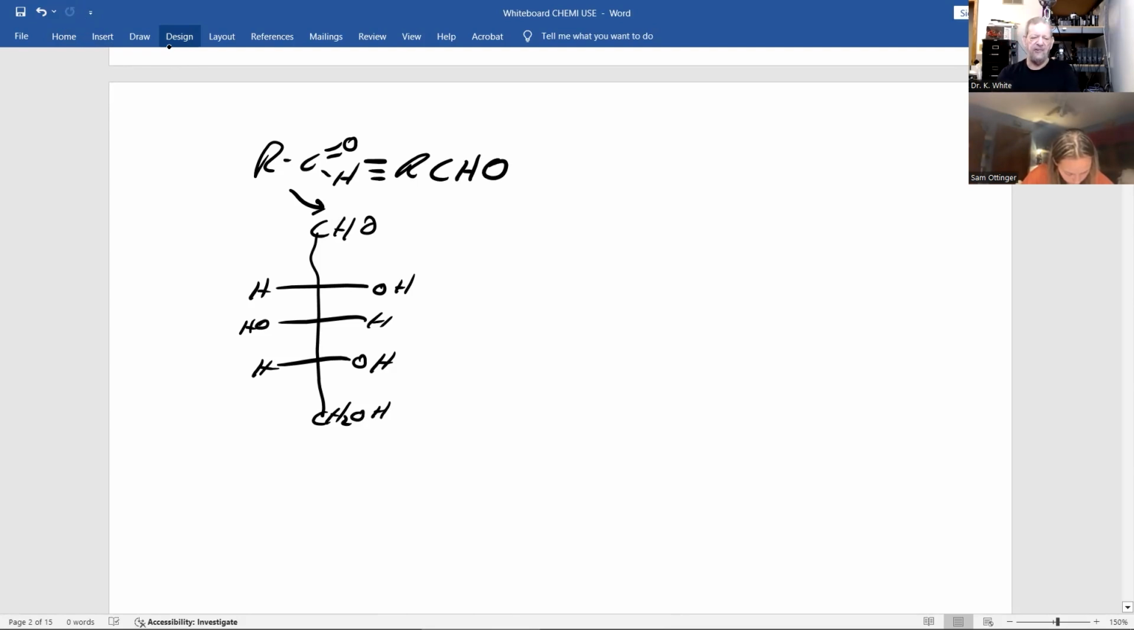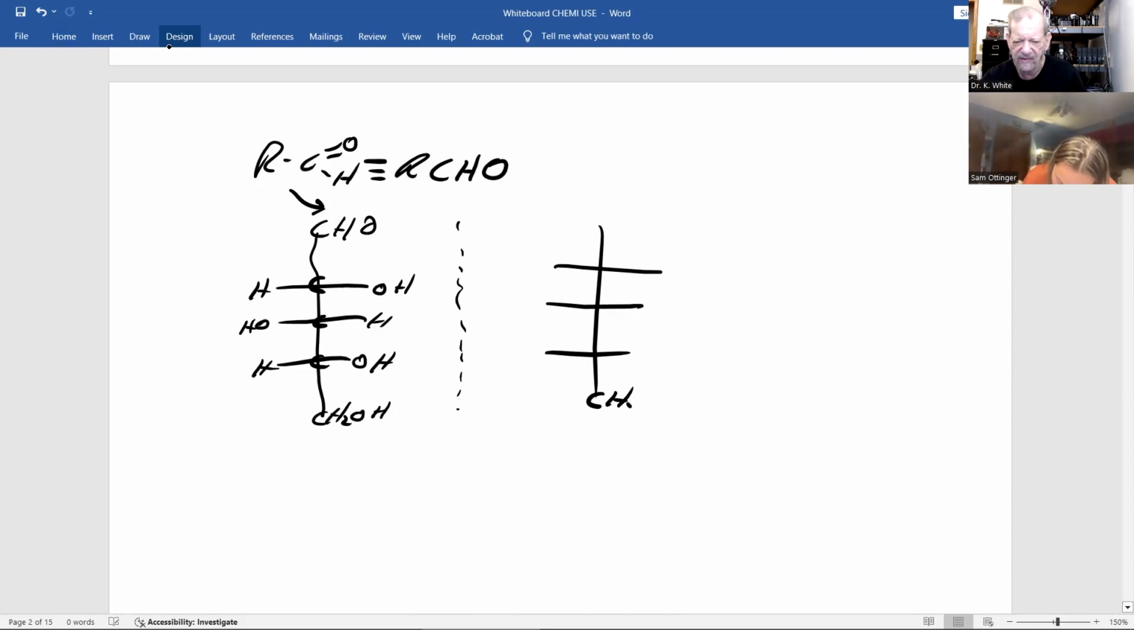Now, in a Fischer projection, every intersection of a line is a carbon, but we don't show it. And there's stereochemistry involved in there. If I asked you to draw the enantiomer of this molecule, I like to put in my mirror. You don't have to. For achiral carbons, you don't have to show the mirror image. And this one and the aldehyde are achiral.